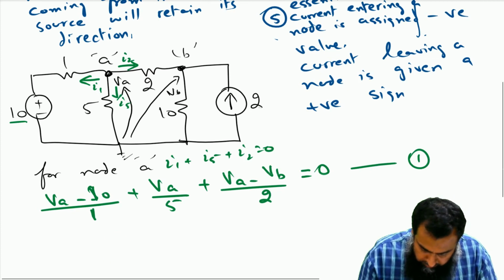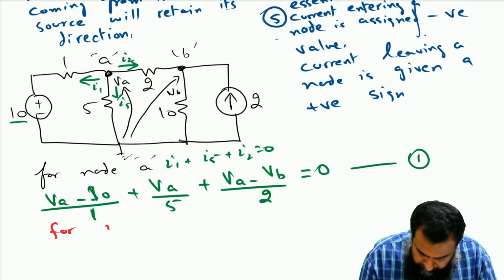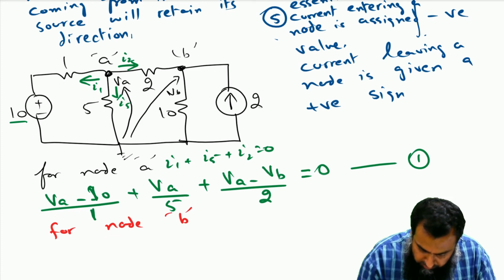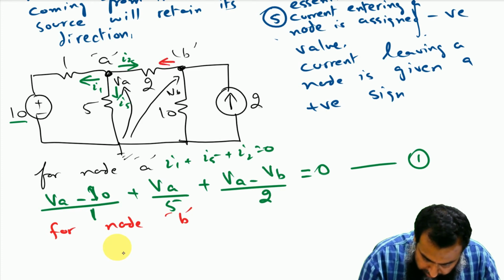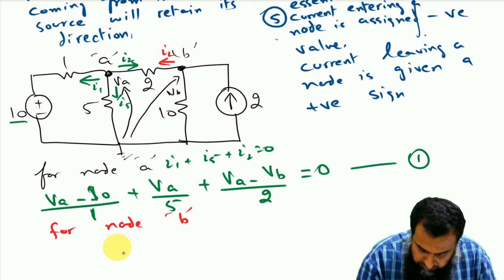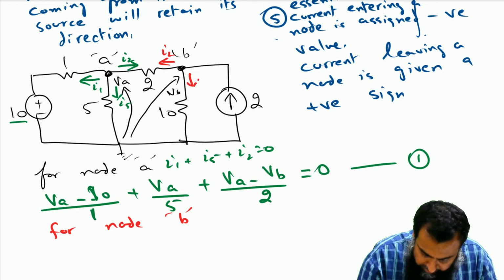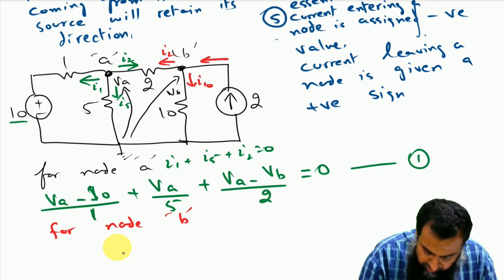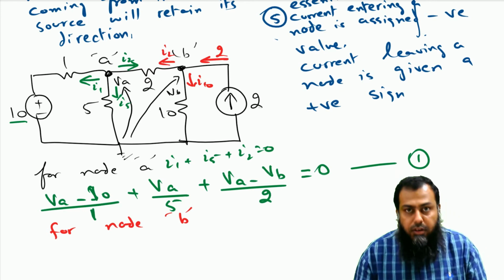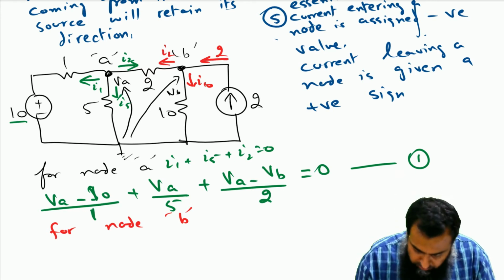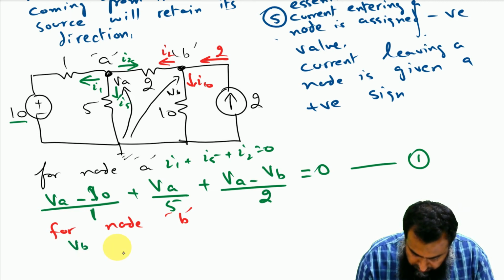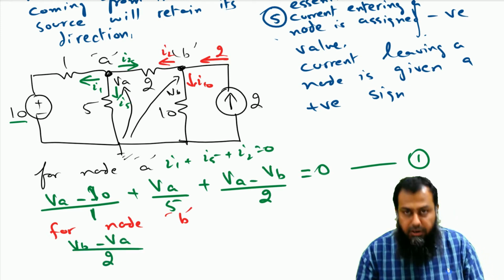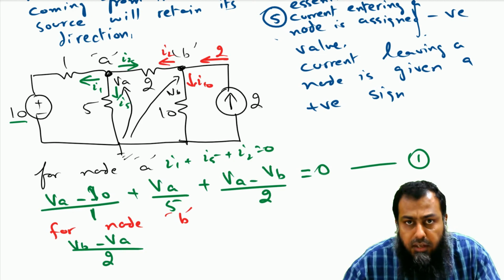Also for node B, we have current I2 leaving this branch, current I10 leaving this branch, and a current of 2 ampere entering into this node B. So for node B, the first term is VB minus VA divided by 2, because we have earlier assumed that all the currents leave the particular node.